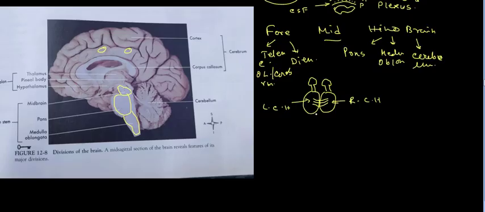Okay, the cerebrum, the first part of the forebrain, is connected with the diencephalon. This portion is called the diencephalon, and the diencephalon has three regions: the epithalamus, thalamus and hypothalamus. The roof of the diencephalon is the epithalamus, the next portion is the thalamus, and the lower portion is the hypothalamus.